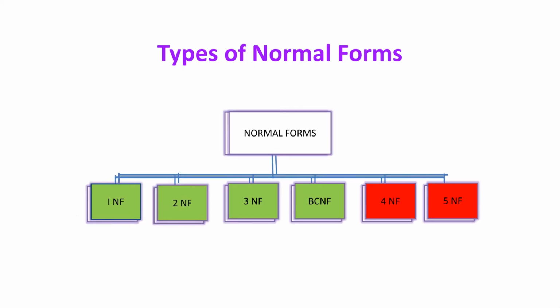Now there are different types of normal forms like first normal form, second normal form, third normal form, BCNF, fourth normal form and fifth normal form. But we are concerned only till Boyce-Codd normal form, that is BCNF. Fourth normal form and fifth normal form you may study in the advanced version of database management systems.